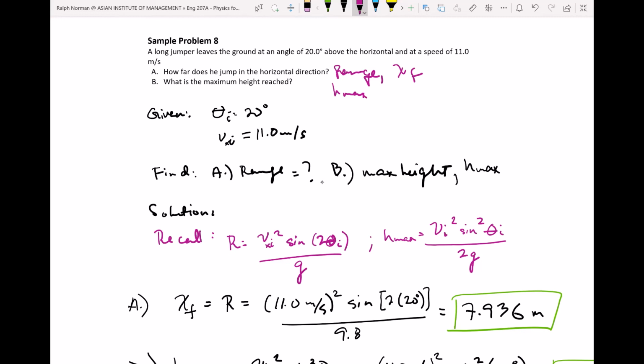Recall that to get your range, you simply use this formula here and substitute your givens, and you would get 7.936 meters.